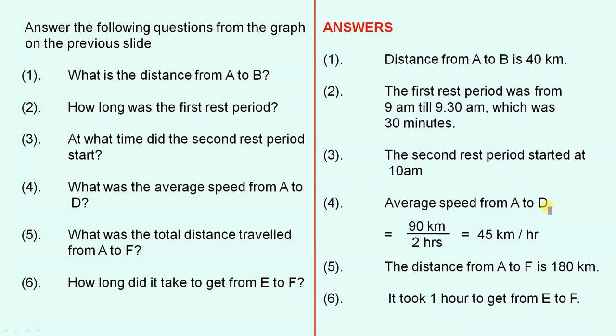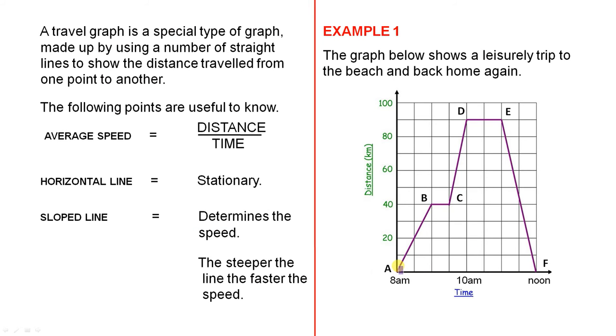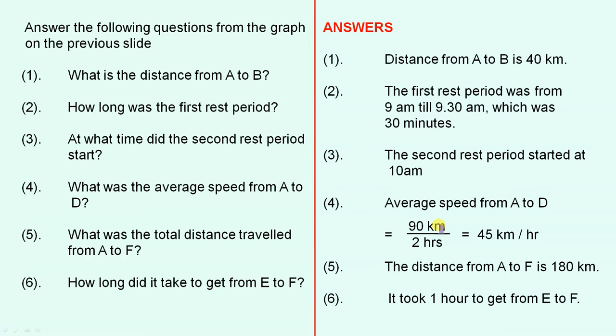The average speed from A to D was 90 kilometres over 2 hours, which is 45 kilometres per hour. So we're looking at the average speed from A to D. Let's have a look. Sorry, we go back. From A to D, there's A. Now from A to D, the travel was 90 kilometres. See, 90. And that took 2 hours. So 90 kilometres over 2 hours gives you 45 kilometres an hour. Next question. See, 90 kilometres over 2 hours is 45 kilometres per hour.